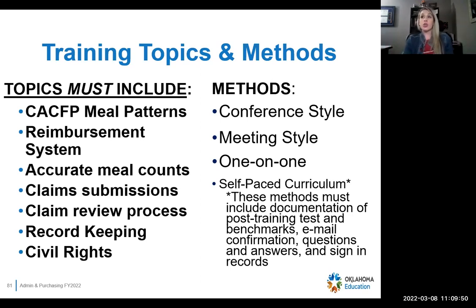The topics must include CACFP meal patterns, the reimbursement system, accurate meal counts, claim submission, claim review process, record keeping, and civil rights. And again, everybody has to have civil rights, but maybe everybody hears record keeping and accurate meal counts and CACFP meal patterns. But maybe you only have one person that's your backup to do the claim. So they're the only person that you talk to about claim submission, claim review process, and maybe reimbursement system. You can do it that way as well. We just have to see that those topics were discussed with another person. But again, civil rights does need to be for everybody.